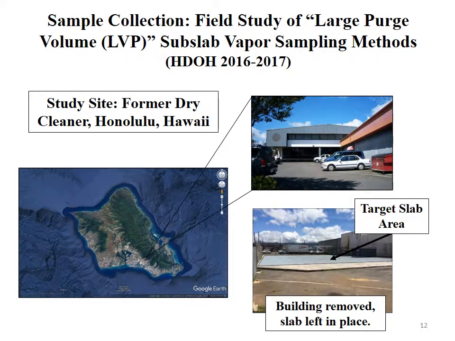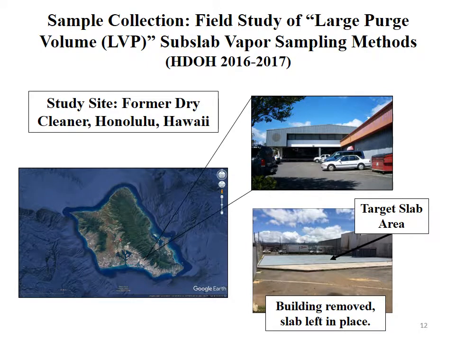So now we know what we're looking for. So how do we actually do this in the field? So we set up a field study for the collection of what we're now referring to as large purge volume, or LPV, subslab vapor sampling methods last year. We just finished publishing the report.